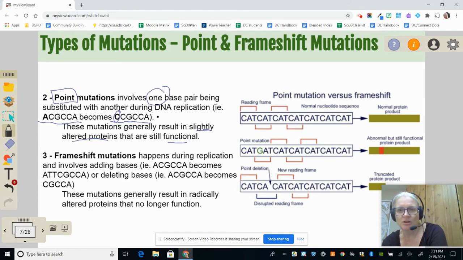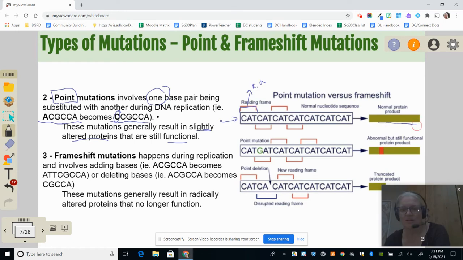So there's an example of a point mutation up top here. This is your normal DNA sequence here, and the reading frame, it shows, remember, every 3 nucleotides codes for an amino acid, an AA. And so you would get the normal protein with this top regular DNA code. Here's an example of a point mutation where the C has been turned into a G.